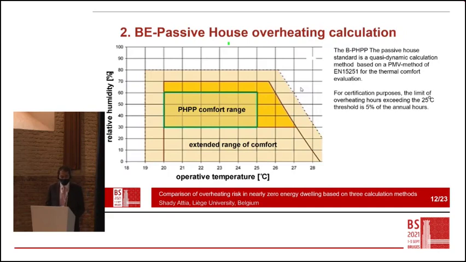Now moving to the second methodology, this is the passive house overheating calculation. The Belgian passive house standard is a quasi-dynamic calculation. It's also based on the PMV PPD method of the EN 15251. And for certification purposes in Belgium, the limit of the overheating hours exceeding the 25 Celsius threshold is 5 percent. If we compare this with the German PHPP, it's 10 percent. So in Belgium, we tolerate less exceedance of overheating. So this was the second methodology that we are using. We are talking here about operative temperature versus humidity.